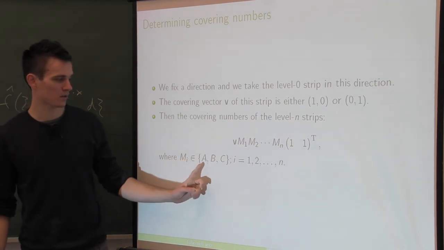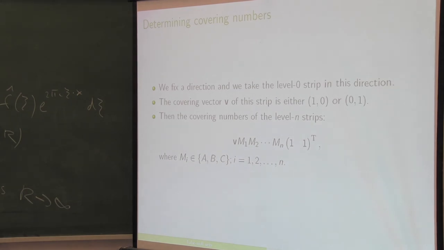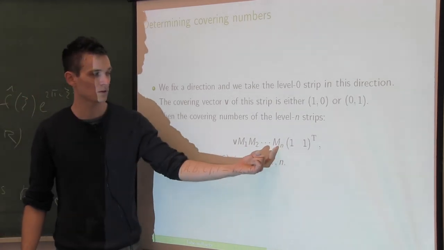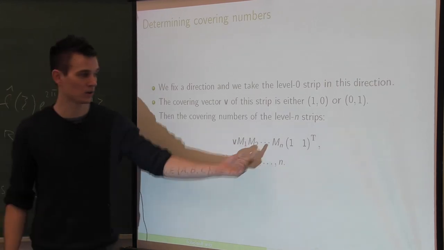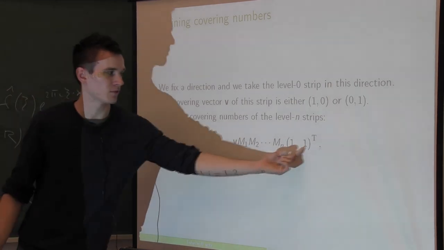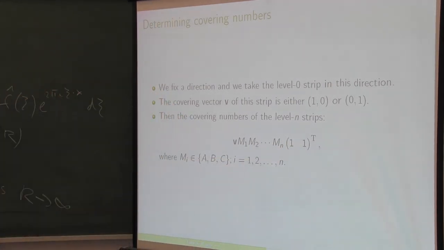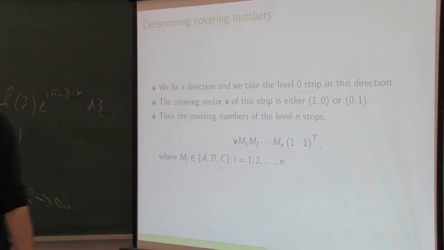Each matrix MI is one of the three matrices A, B, C. So in the end, you will get 3 to the n possible sequences, and these 3 to the n possible sequences will correspond to the 3 to the n possible covering vectors in that direction. So this is how you can generate all covering vectors. And then if you want to get the covering number, you just add them up. So you multiply with this vector from the right.